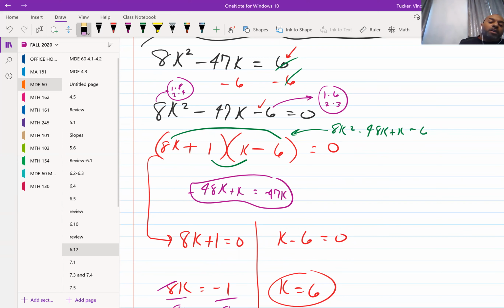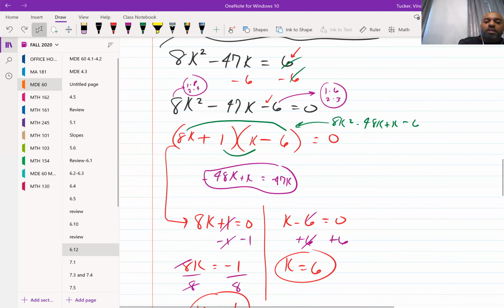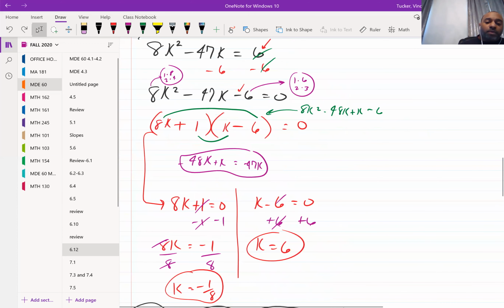All right. 8k plus 1 equal to 0, and then k minus 6 equal to 0. Go ahead and solve those. Subtract 1 from both sides, then divide by 8. That'll give you negative 1 over 8. And then for k minus 6, add 6 to both sides. k equal to 6.